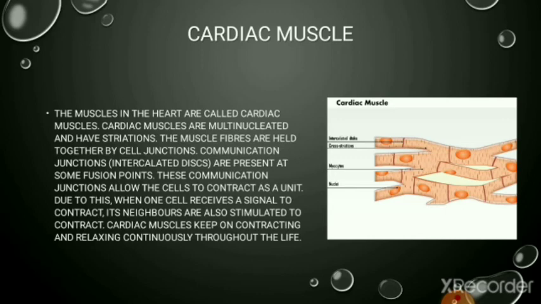The cells of the cardiac muscles are multinucleated and have striation. The muscle fibers are held together by cell junctions. These communication junctions are called intercalated discs. As you can easily see in the diagram, the dash-like structures called intercalated discs are present at some fusion points.